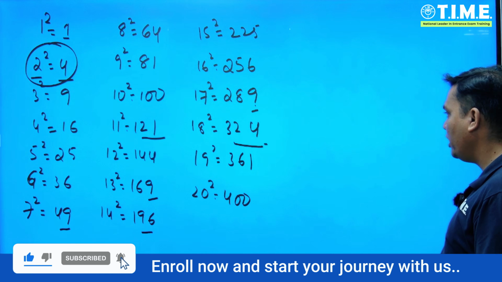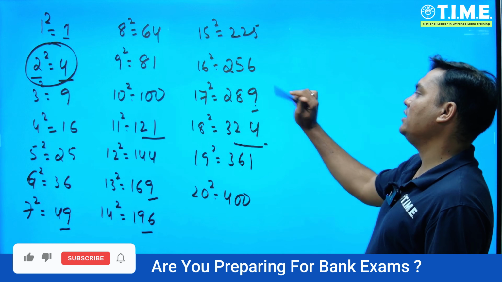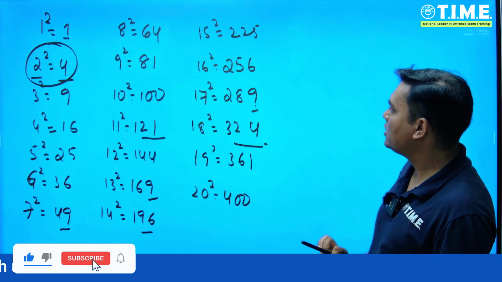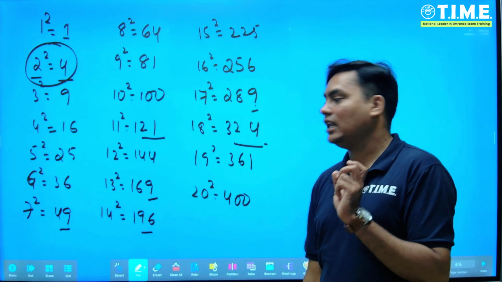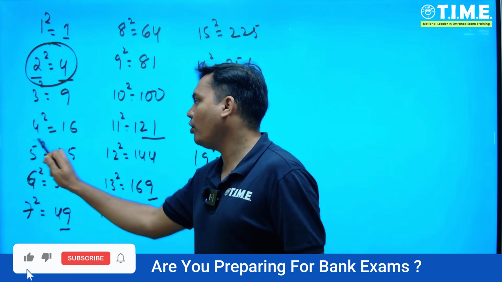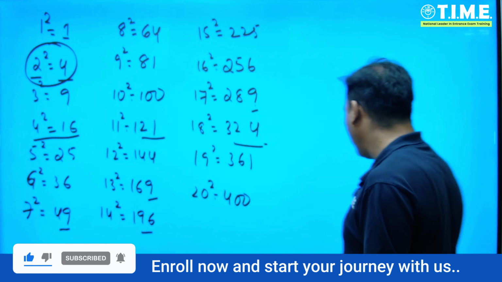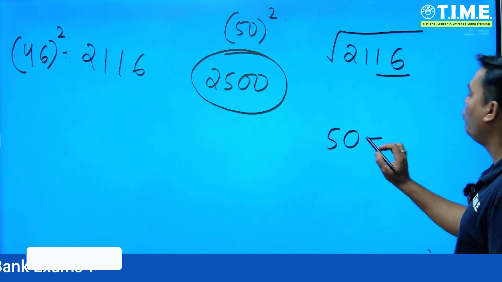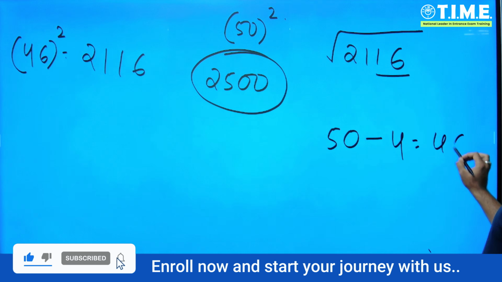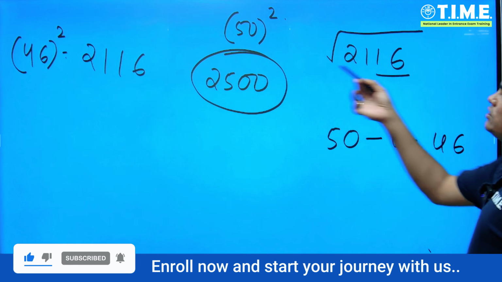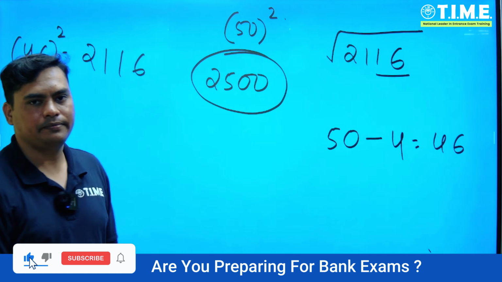Okay, is there any square ending with 16? Sir, 6 here, but it is 5 squared, 25... 6 squared is 36. Sir, 6 here, but it is 9 squared, 81... but I want only 16. The 16 comes from 4 square. So 4 should be subtracted from 50. 50 minus 4 is nothing but 46. So this was the square of 46. I think everyone understood the concept here.